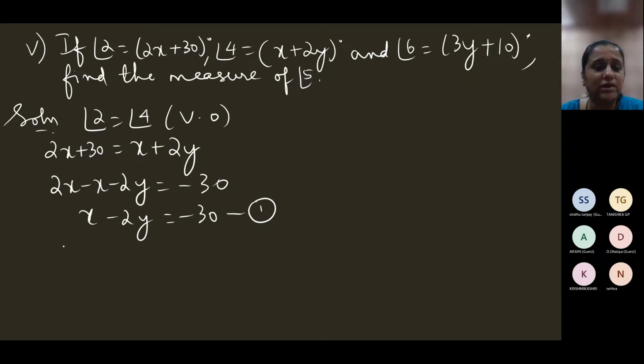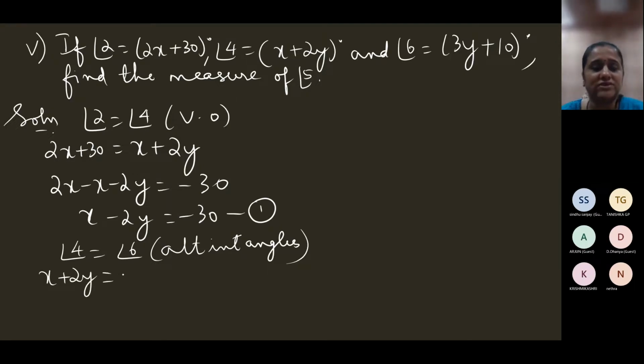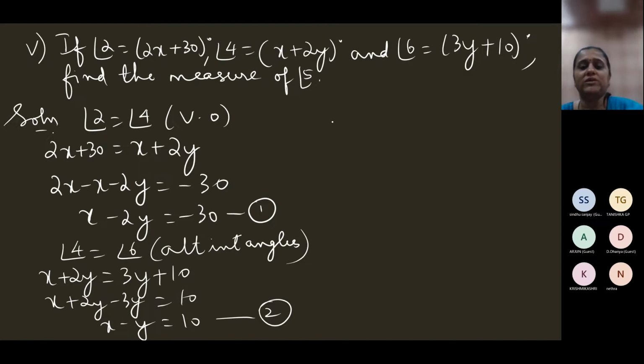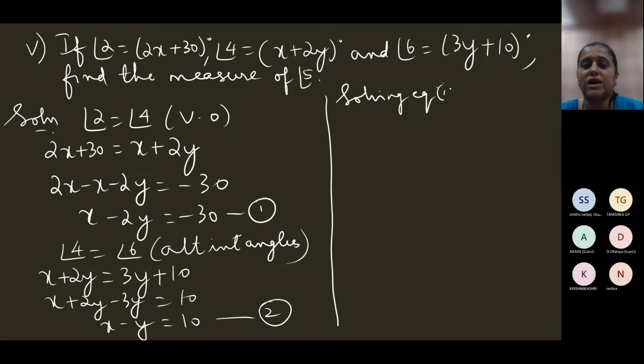So angle 4 is equal to angle 6 because alternate interior angles are equal. Angle 4 is x plus 2y is equal to angle 6, 3y plus 10. So x plus 2y minus 3y is equal to 10. x minus y is equal to 10 is the second equation. Now we need to solve these two equations. Solving equation 1 and equation 2, we get.